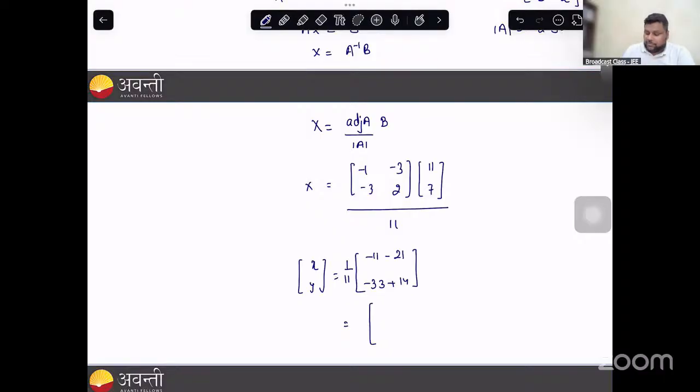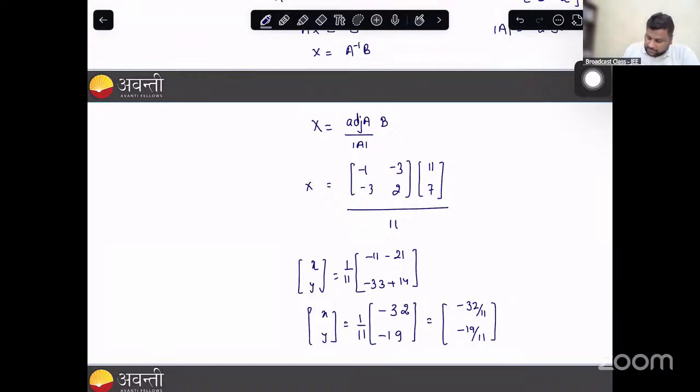So this comes out to be [-32; -19] divided by 11. This is [x; y], and it is 1 by 11 also. Now if you compare, this is minus 32 by 11 and minus 19 by 11. So now if I compare, your x will be minus 32 by 11 and your y will be minus 19 by 11.